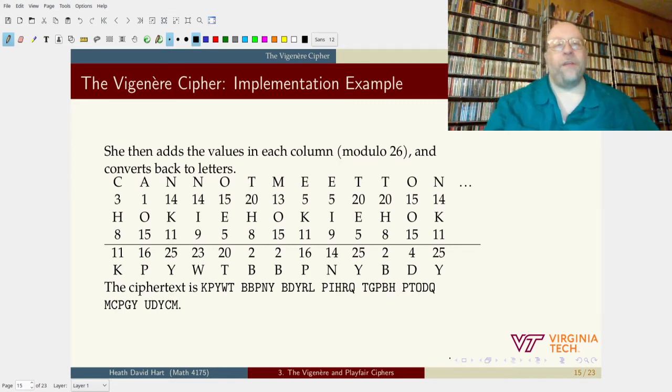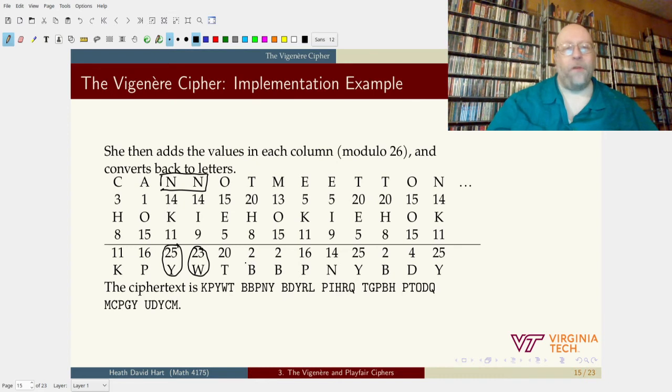Why doesn't frequency analysis work? One reason is that N is a frequently used letter, but sometimes it encodes as a Y, and sometimes it encodes as a W. And so the frequency of the N is distributed among multiple possibilities. And it works the other way around. The output values, B might show up frequently in the outputs.